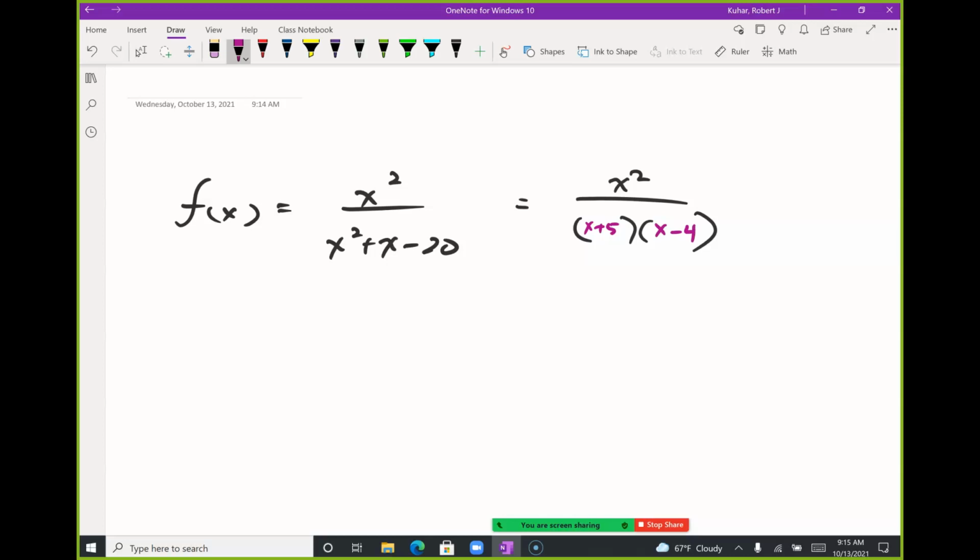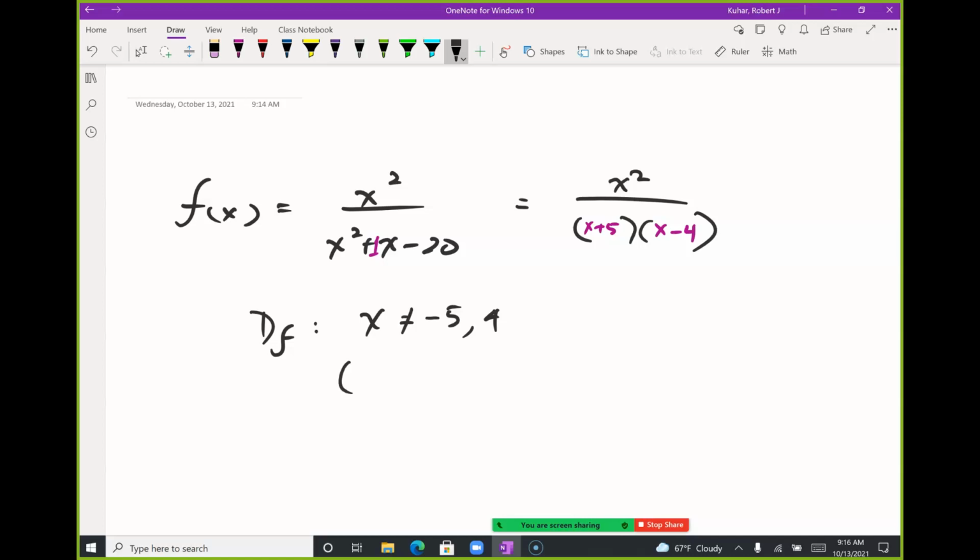I'm just looking for the integers that multiply to negative 20 and add to 1, right? Yes, you with me? I'm looking for the integers that multiply to negative 20 and add to positive 1. Yep. What's my domain? X is not equal to negative 5 and 4. Right. X does not equal negative 5, positive 4.